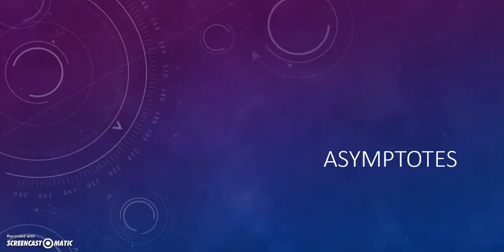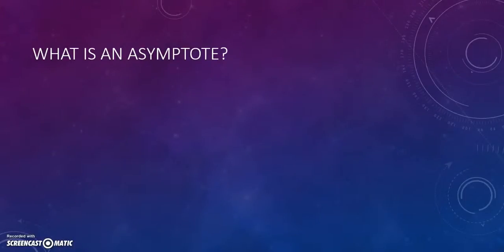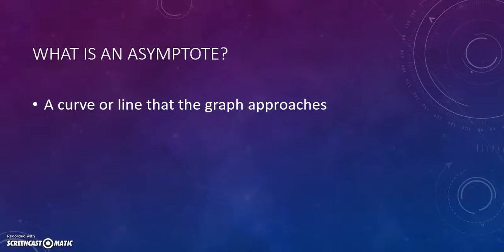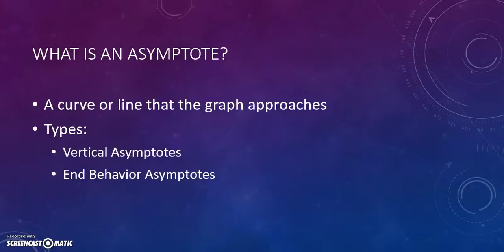Now we will be looking at asymptotes. What is an asymptote? An asymptote is a curve or line that the graph approaches. There are two types of asymptotes, vertical asymptotes and end-behavior asymptotes. The end-behavior asymptotes we will be discussing are horizontal and oblique asymptotes.